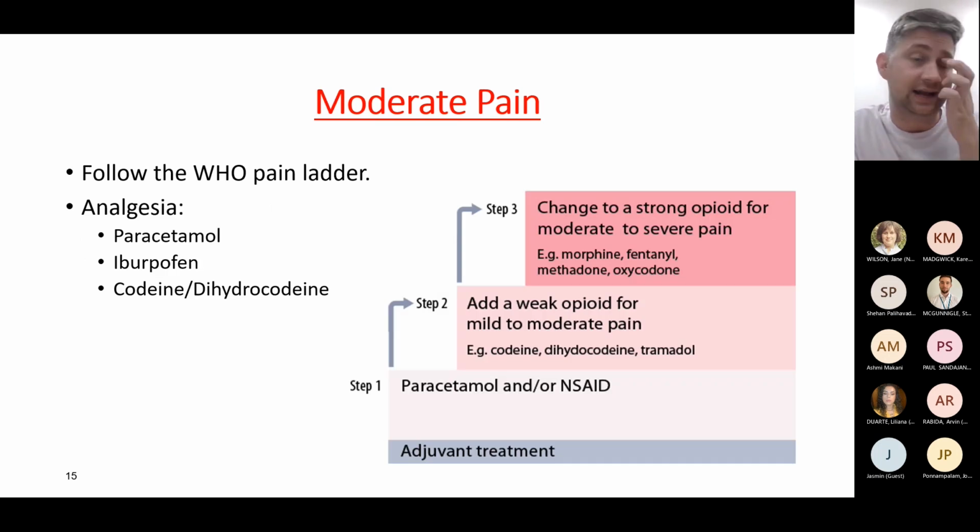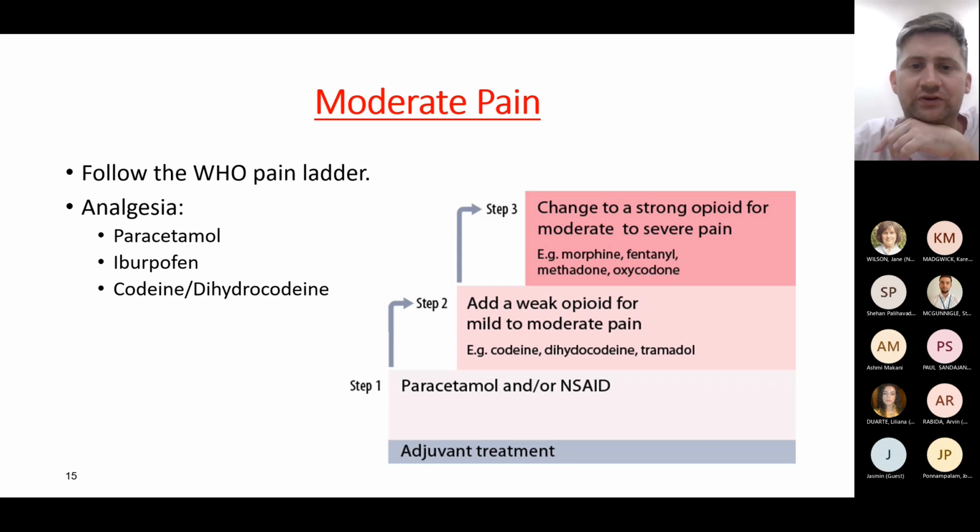So just looking at the moderate pain, what we advise for that. Follow the WHO pain ladder, which is down here, as you can see in that picture. Step one is just paracetamol or NSAIDs, so things like ibuprofen. We can then step up to adding in a weak opioid for mild to moderate pain. So we'll add in some codeine, dihydrocodeine, or tramadol. That's the level that we call moderate pain. Okay, that's amenable to codeine, dihydrocodeine.